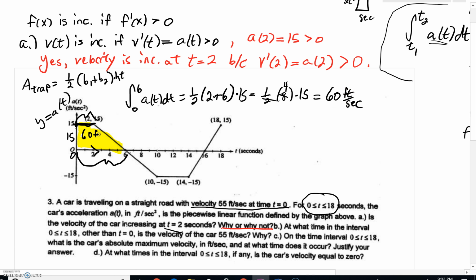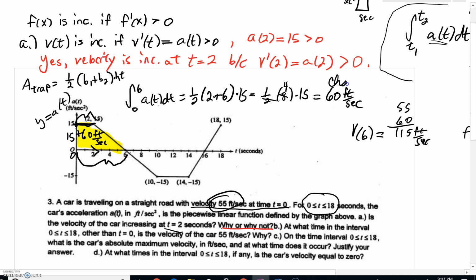Guys, this shows a positive acceleration. That means velocity is increasing, like we were just talking about. How much has it increased by? Well, it's increased by 60 feet per second. It started at 55 feet per second, so now it gets that much bigger. You'd say, wow, 55 plus 60. Well, we could see that's 115 feet per second. So we could very quickly say, hey, that's what v of 6 is.